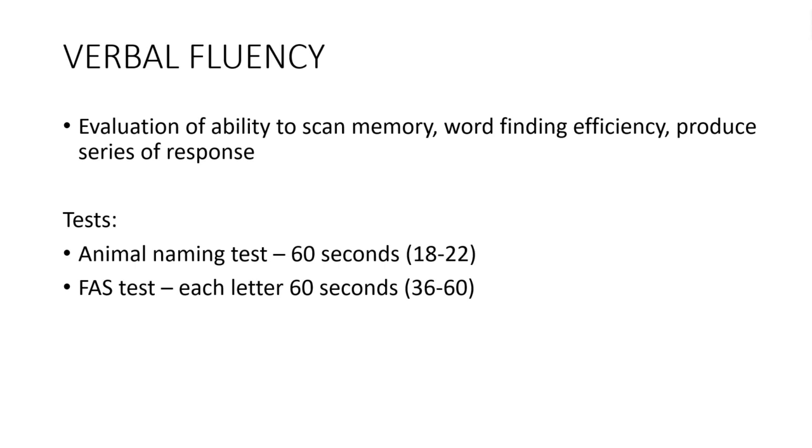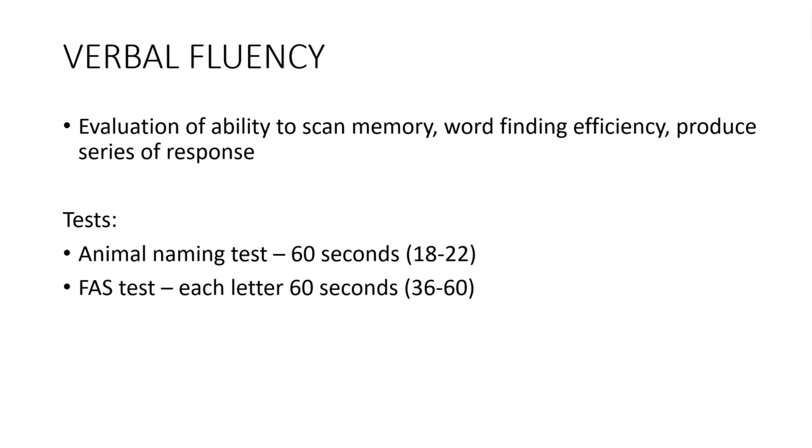Now, the FAST test is conducted by asking the patient to name all the words that he knows, which begin with F, A and S. Each of these letters is timed for 60 seconds. You give 60 seconds for each letter and ask them to start naming all the words that they can think of. Depending on the age, if the patient is 79 years or younger, it has been seen that the normal number of words that they produce ranges between 36 to 60. If they come within this range, it is considered to be normal.